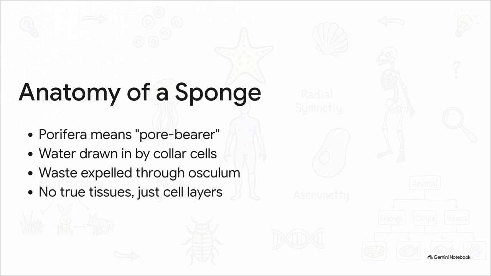Well, it uses specialized collar cells equipped with whip-like flagella. As these flagella whip back and forth, they literally draw water right into the body of the sponge through its thousands of pores. The sponge then filters nutrients from this water, and the leftover water and waste materials are forcefully pushed out the top through a large mouth-like opening called the osculum. It's basically an incredibly efficient living water pump.